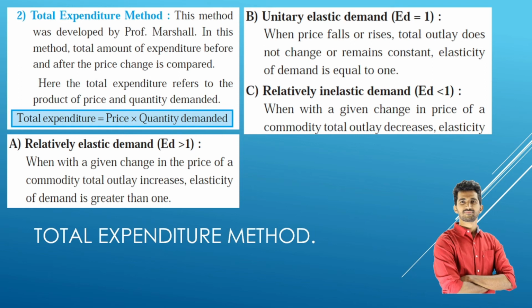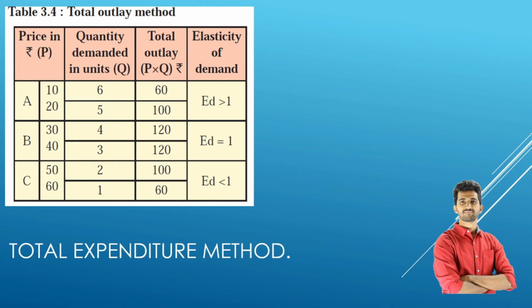Let us understand total expenditure method with an example. Here we have two important columns: price in rupees P, quantity demanded in units Q. To find the total expenditure, P into Q will be our formula. Here, in case A, we can see the price was 10 and the quantity demanded was 6. So 10 into 6 is 60.